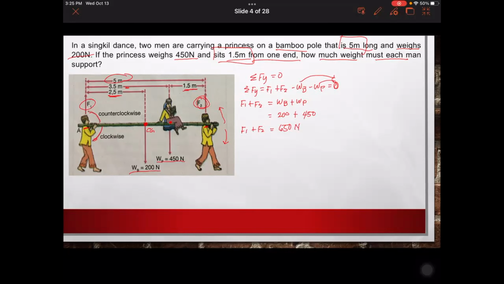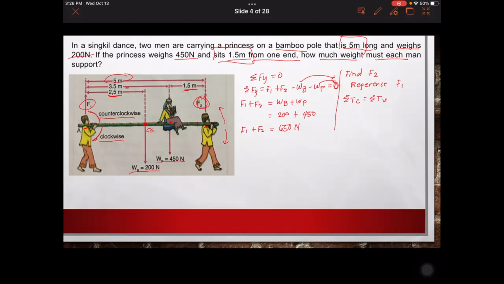Now, next we have to find F2. To find F2, our reference here is F1. Why is that our reference? Because it has both the counterclockwise and the clockwise torque. With a reference, we have the summation of torque clockwise is equal to the summation of torque counterclockwise. So clockwise is the downward ones, counterclockwise is the upward ones.